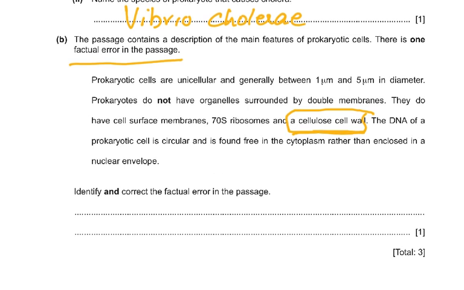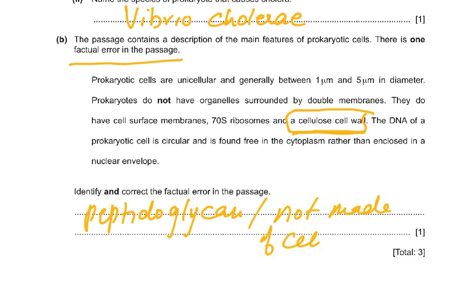It says identify and correct the factual error. So basically what you had to say was prokaryote cell walls are made up of peptidoglycan, and or you could have said made of murein, not made of cellulose. Not made of cellulose. I'm sure everybody should have been able to pick that up. That wasn't such a very tough one, only a 3-mark question.